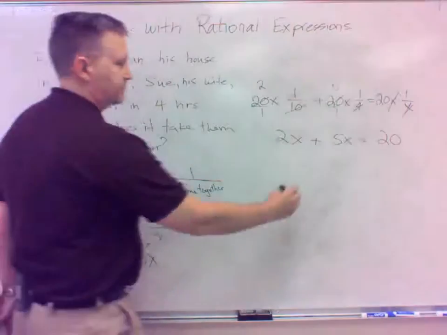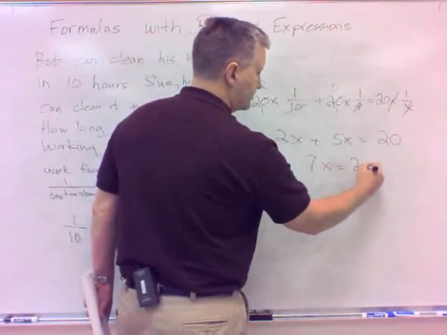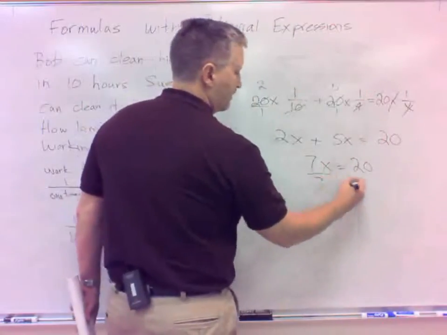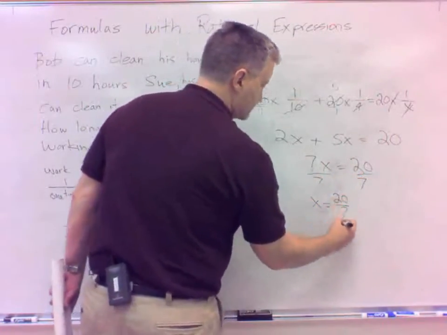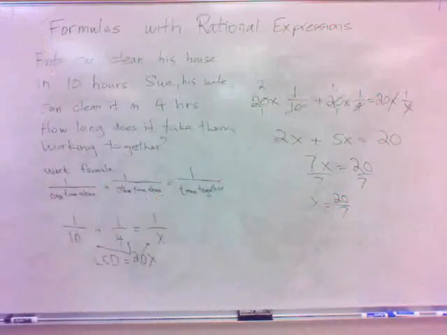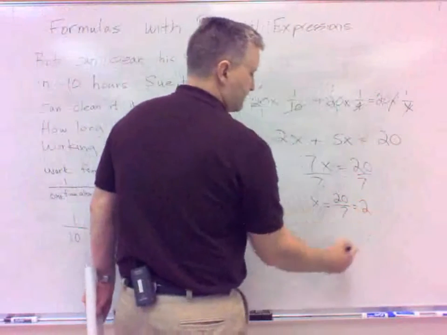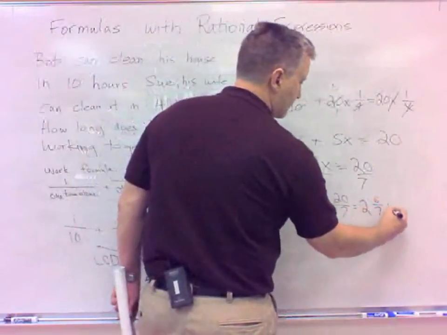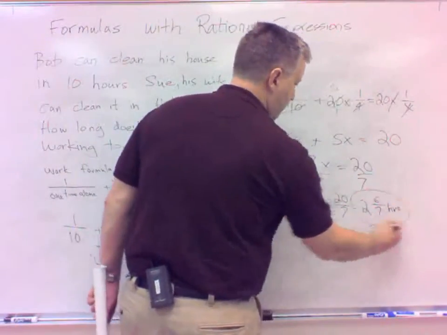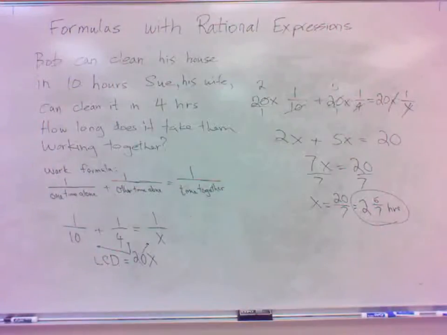2x plus 5x, well, that's 7x equals 20. And then we divide off by 7. We've got x is 20 over 7. So the time together, 20 over 7, which is, you change that to a mixed number, it'd be 2 and 6/7 hours. Which makes sense. It's a little less time than Sue's time, so there you go. That's how you solve our little work problem.